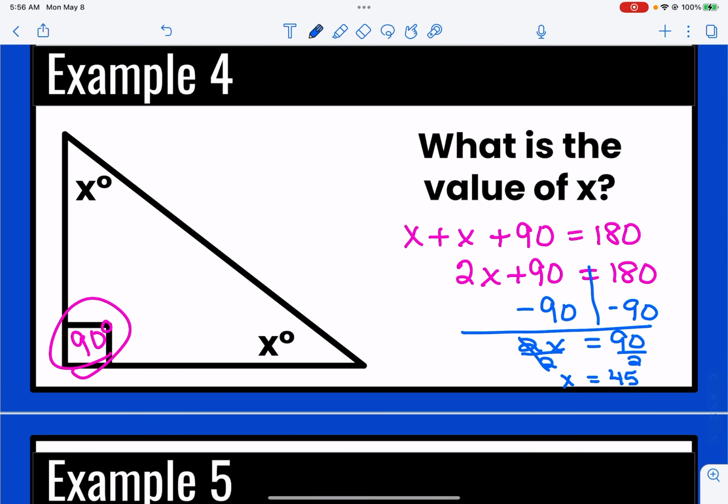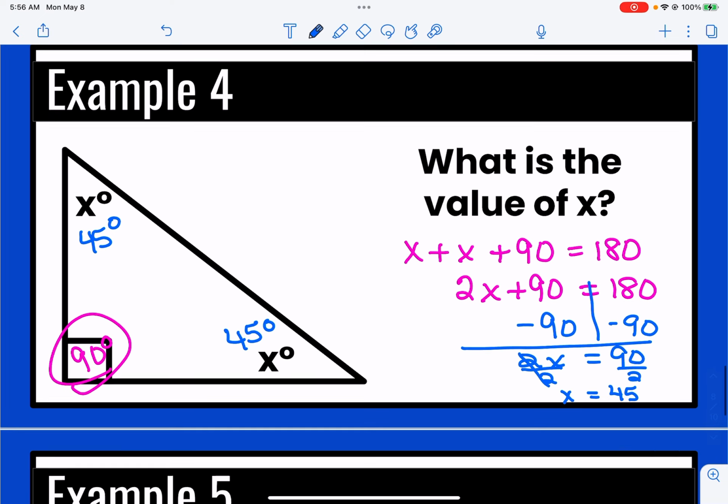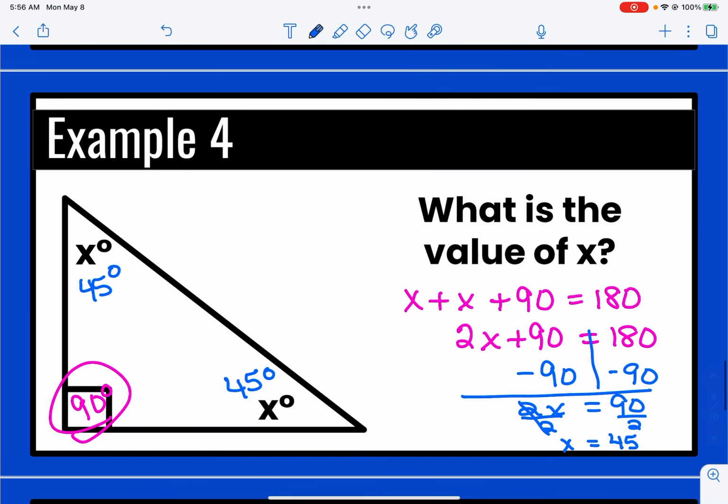And since both of these angles are just x degrees, I know these are 45 degrees. And if I add 45, 45, and 90, I will get 180, so I know I did it correctly.